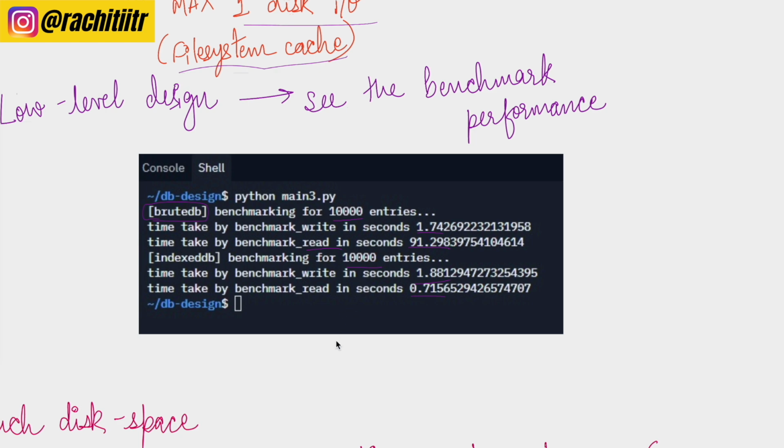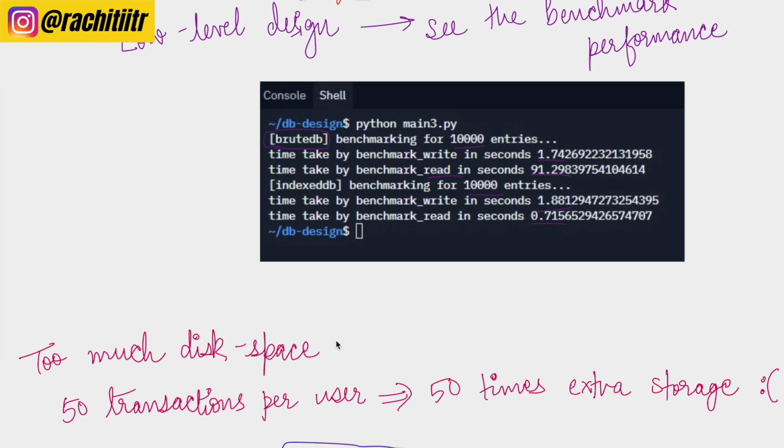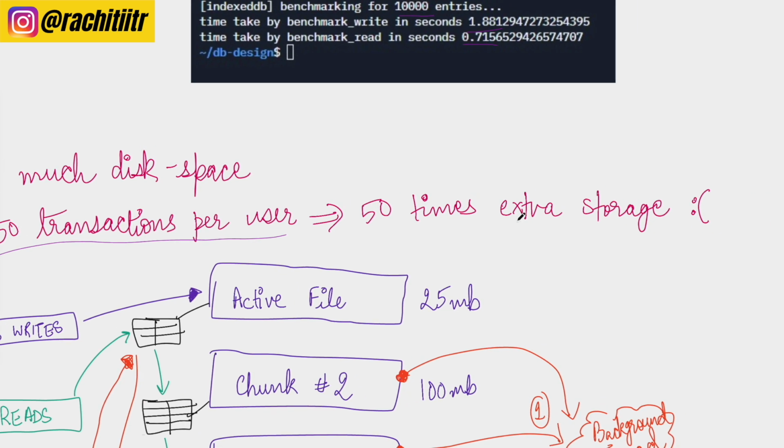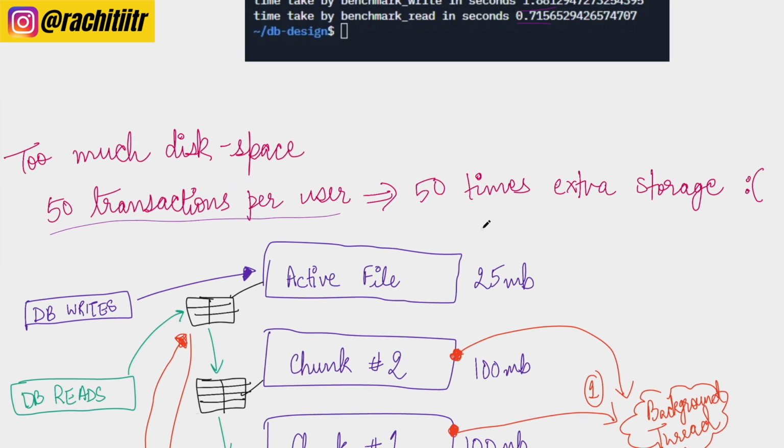Well, since we took the append-only strategy, there is too much disk space that we are consuming. Let's say that on average 50 transactions exist per user. Since we are doing the append-only strategy, it means we will take 50 times extra storage, which is definitely not good. How can we solve this?